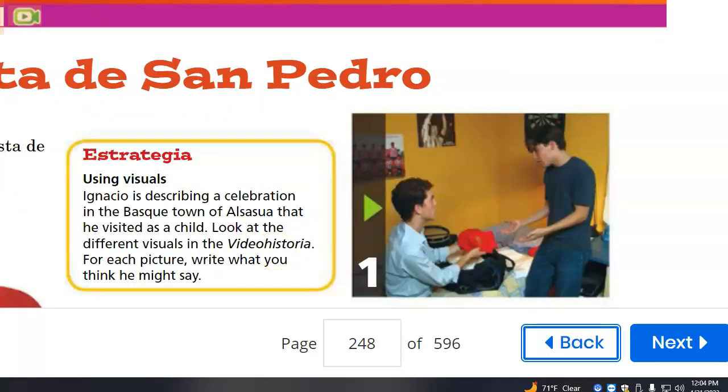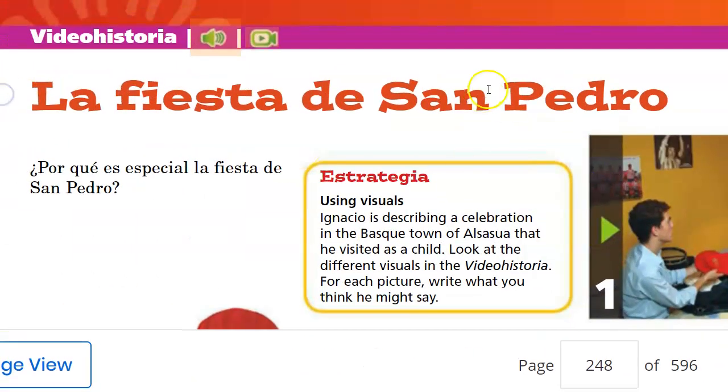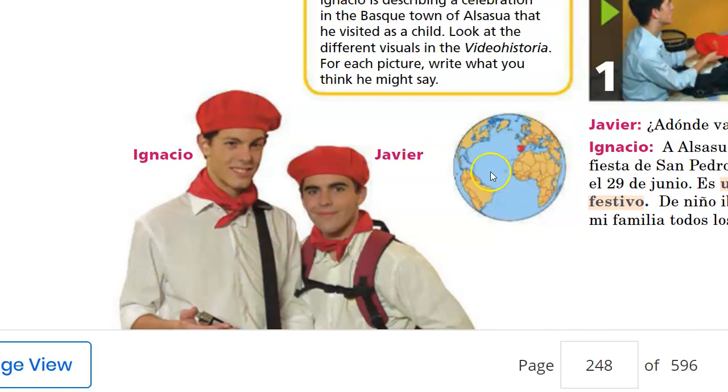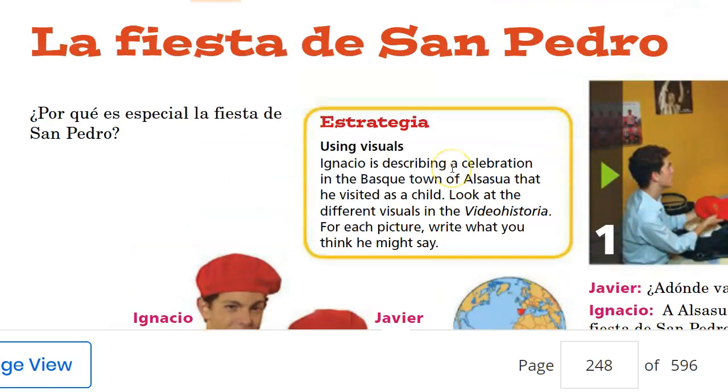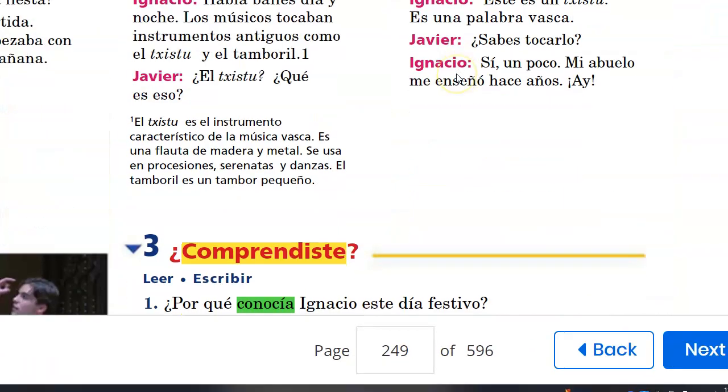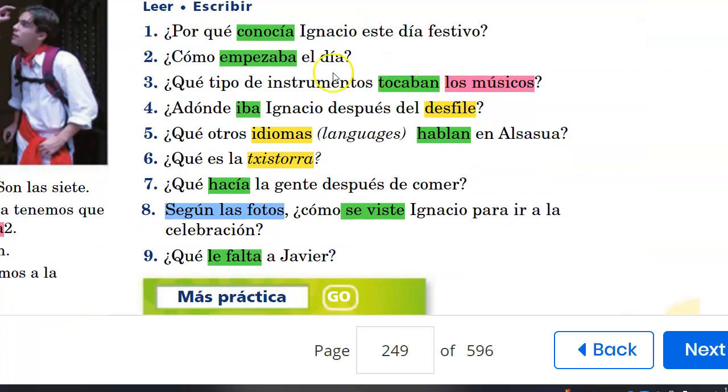So it's kind of interesting that this Fiesta de San Pedro se llama. There are a lot of different patron saint holidays that they celebrate throughout Spain. And if we look at the geography of Spain, this takes place in north-central Spain, which is the Basque region, and they speak a language that is unique to that region. So that's what you guys are going to be looking for in number five. ¿Qué otros idiomas? What other languages aside from Spanish are spoken in Alsasua?